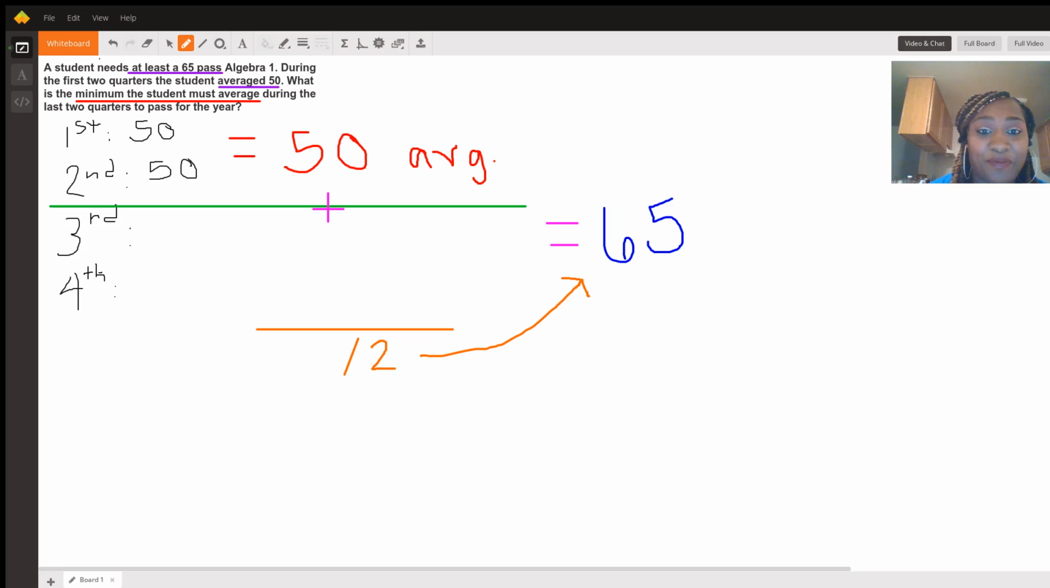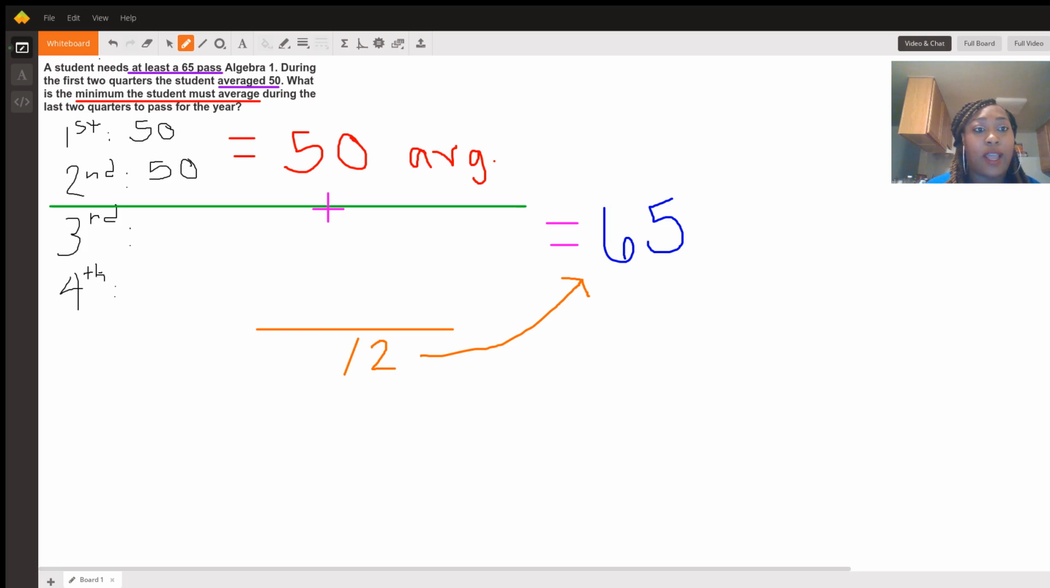Let's get started. A student needs at least a 65 to pass Algebra 1. During the first 2 quarters, the student averaged 50s. What is the minimum the student must average during the last 2 quarters to pass for the year?